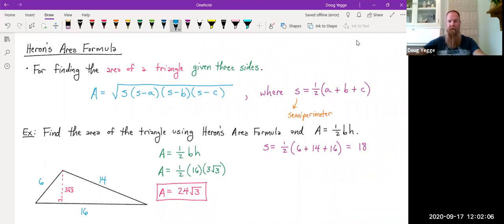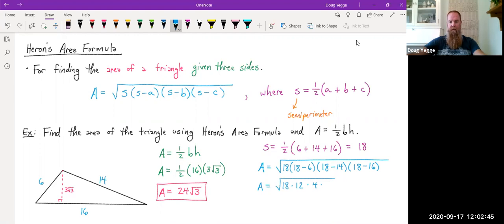So from Heron's area formula, we know that area is equal to the square root of S, which is 18, times 18 minus 6, times 18 minus 14, times 18 minus 16. So basically, each of the differences between the semi-perimeter and the length of each side. So that gives me A is equal to the square root of 18 times 12 times 4 times 2.